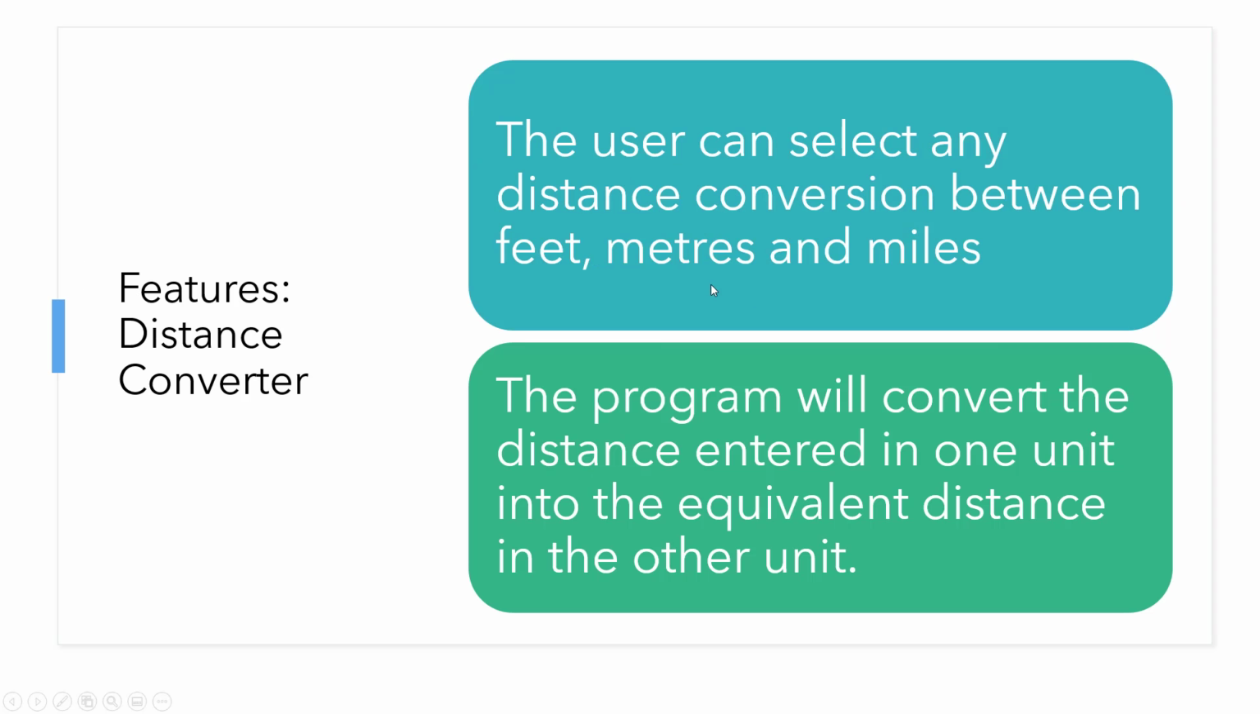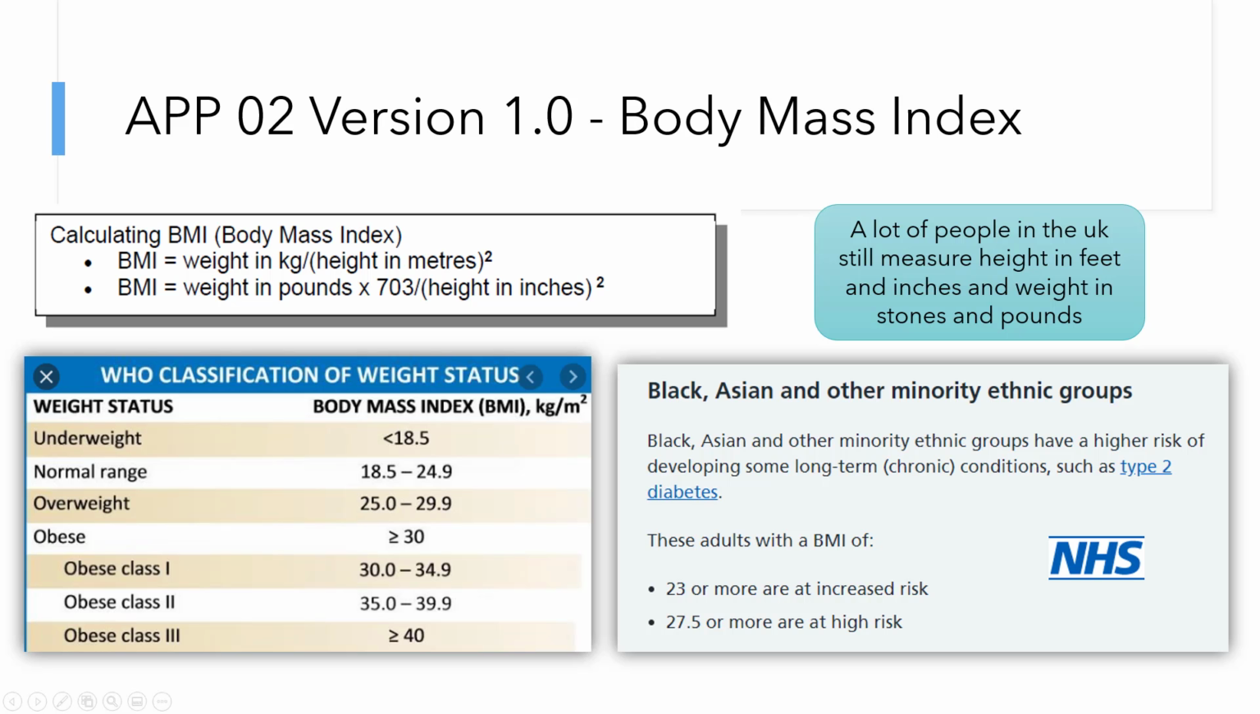So App01 should use feet, meters and miles and any possible combinations of those. App02 is BMI, the body mass index. I want you to calculate a body mass index either using imperial measurements such as pounds and inches, or metric units such as kilograms and meters.